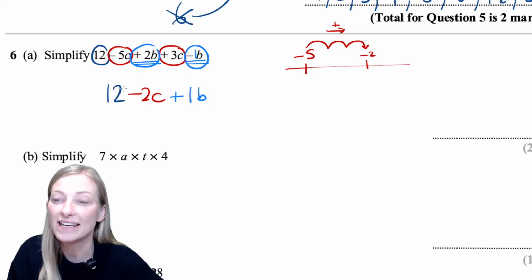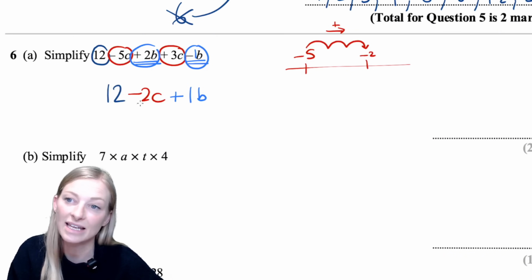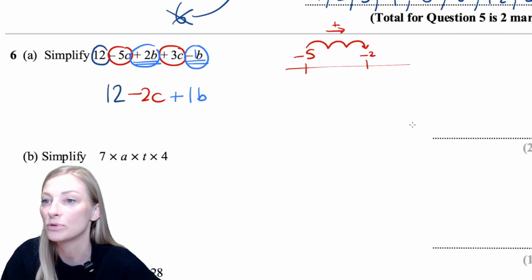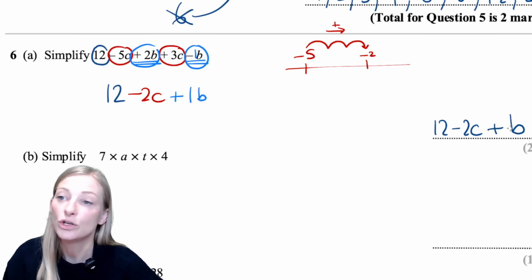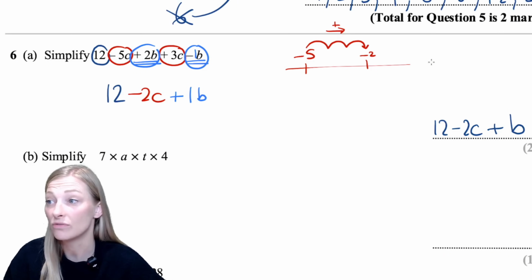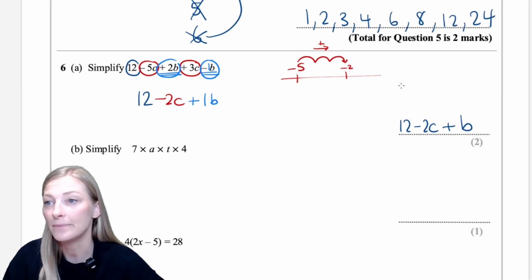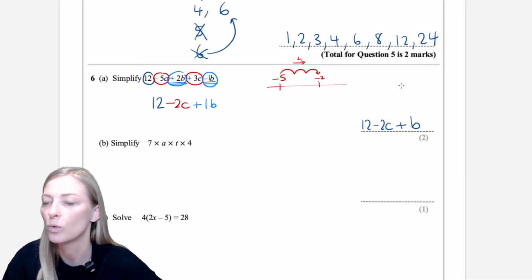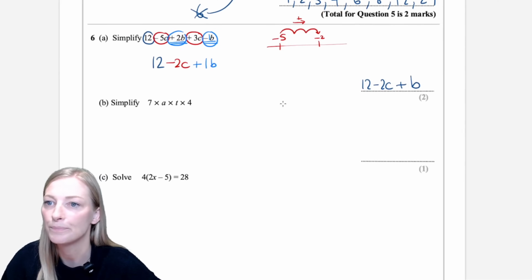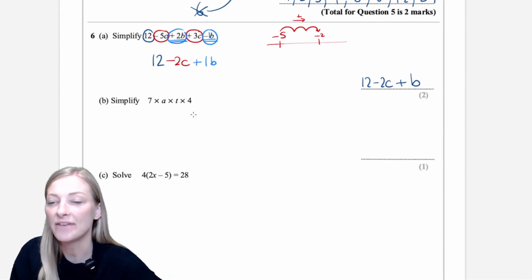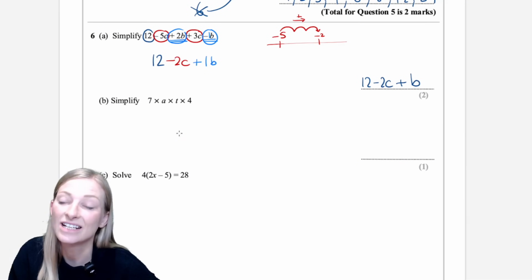Now you can write those in any order, but the 2c did have to be negative, and the 12 and the b needed to be positive. So 12 minus 2c, add b. You can write 1b if you like. You can write just b. Really, it should be just b, but 1b, they won't take any marks off you for that. That's fine.